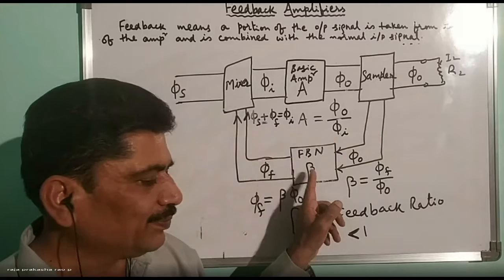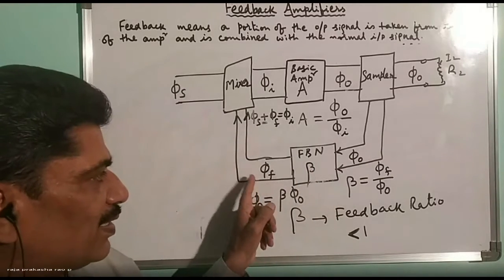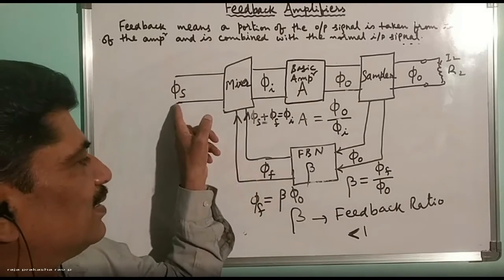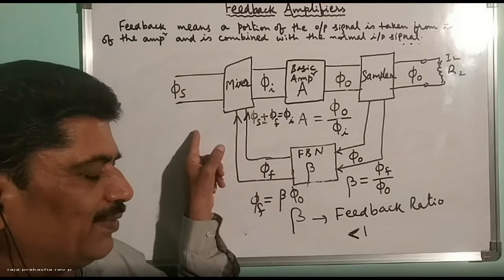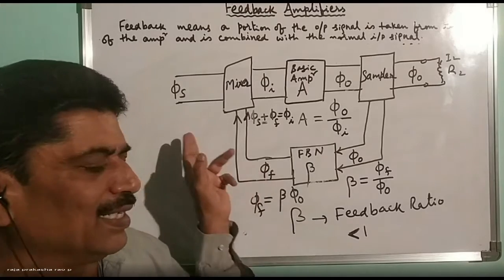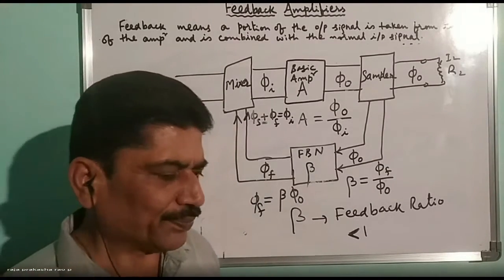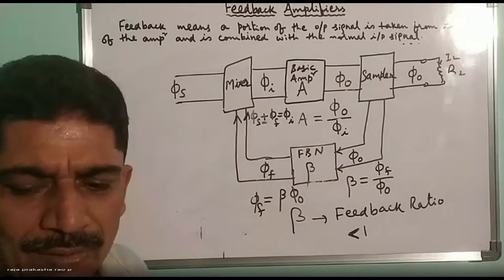That will act as an input to this FBN, and the FBN will collect a portion of this signal by using this beta. That is nothing but Vf. Vf is equal to a fraction of Vo. That is added to Vs. It can be subtracted or added. If it is a positive feedback, it is added. If it is a negative feedback, it is subtracted from the input signal. Okay. Now let us do the derivation part now.